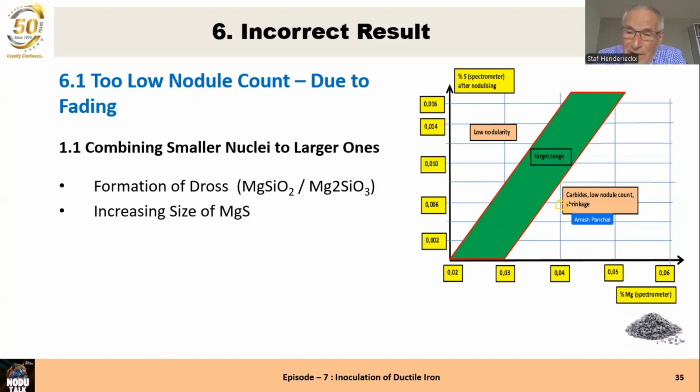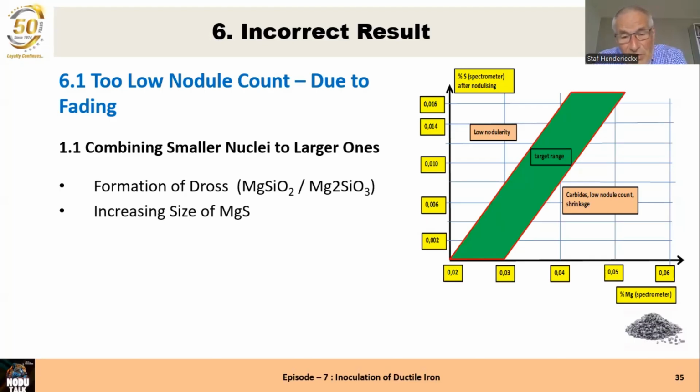And the green area is really very important to have as few problems as possible. If you go above left of the green area, the nodularity is too low, and that's when the magnesium is becoming too low. But pay attention, high magnesium and low sulfur will not deliver sufficient nuclei for a good nodule count. There is another one: you can form dross, and dross is magnesium silicon oxide, magnesium 2 silicon oxide 3. They take away magnesium as well as silicon, so they take away nuclei, and taking away nuclei results in a lower nodule count.